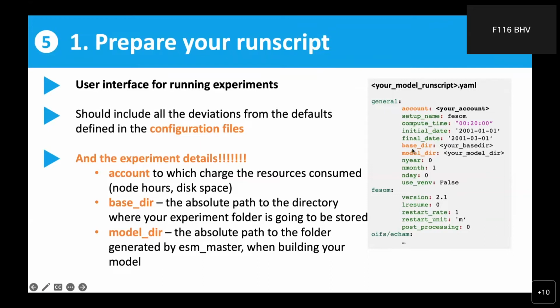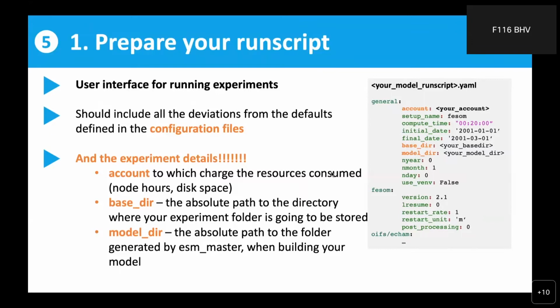And then you have two other very important variables: the base dir and the model dir. The base dir is the absolute path to the directory where your experiment folder is going to be created. And it's important that it's an absolute path. Experiment is simulation, and experiment folder is the folder that contains all the data for your simulation.